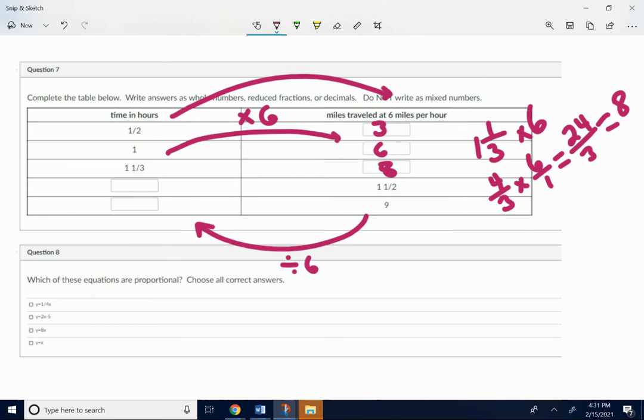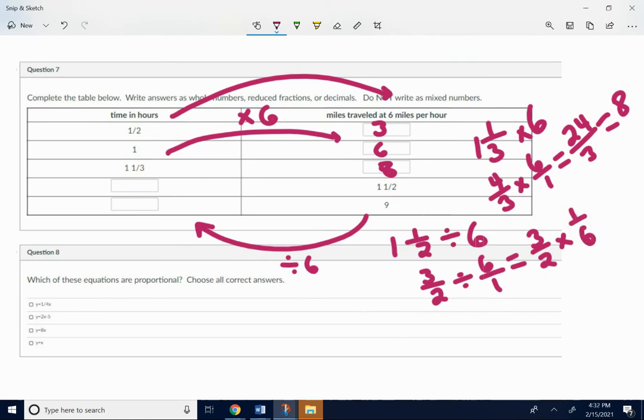Okay, and then for 1 1/2, since that's on the right side, I'm going to take 1 1/2 divided by 6. Okay, I'm going to divide by 6 because I have the numbers on the right now. Okay, change both of these to fractions. 6 is 6 over 1. 1 1/2 is 3/2. Now, I know we kind of talked about the copy change flip trick whenever you divide fractions. Okay, change divide to multiply, flip over the second fraction. 3/2 times 1 over 6. Okay, that's 3 over 12. And that reduces to 1/4.